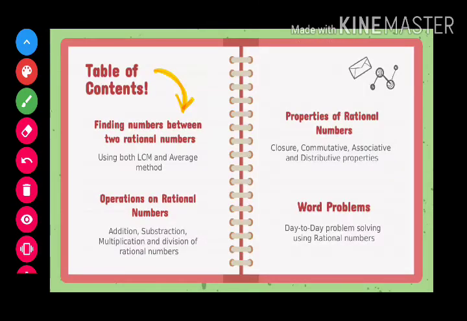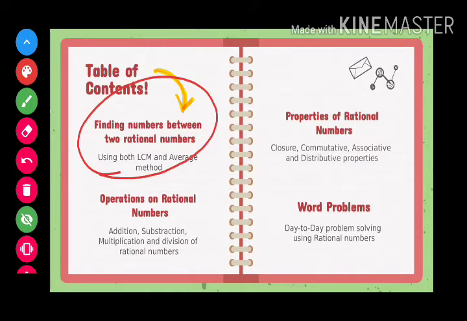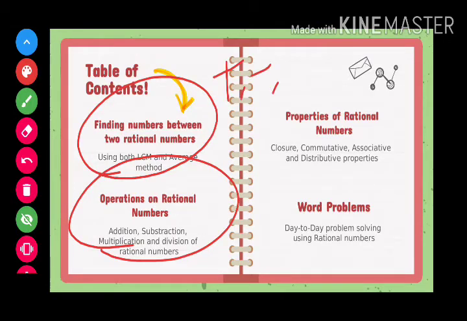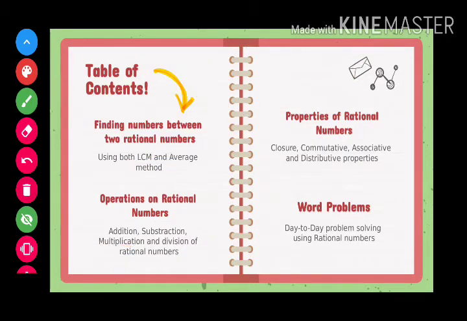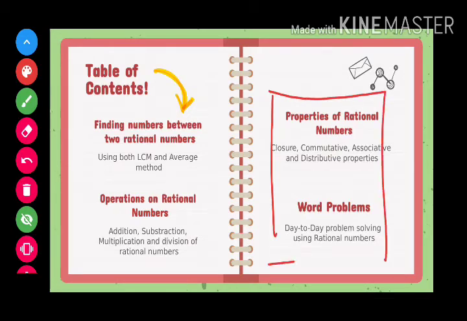So today we'll be dealing with the next part of the lesson, which is finding numbers between two rational numbers. We are going to find different numbers between any two rational numbers, and operations on rational numbers. What are the basic operations? We all know basic operations such as addition, subtraction, multiplication and division. We are going to see all these operations on rational numbers. The remaining two parts will be dealt with in the next video. So let's get into the class.